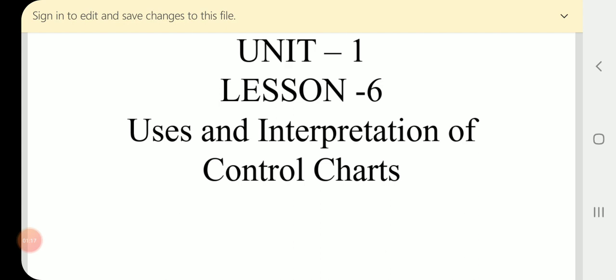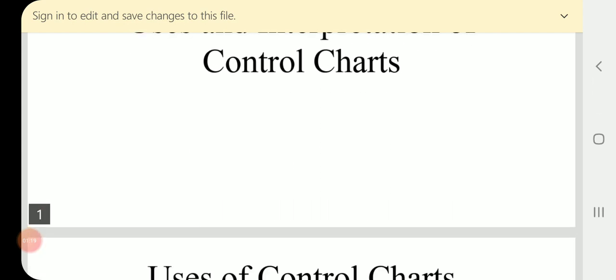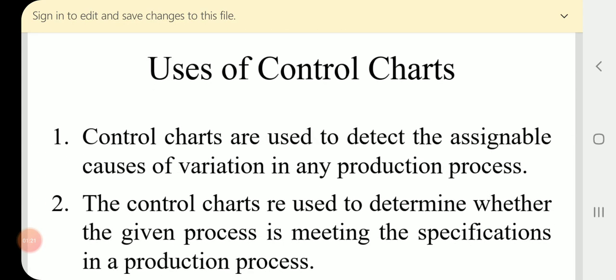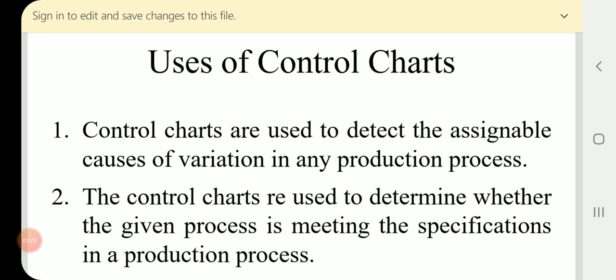Uses and interpretation of control charts. First of all, uses of control charts. Control charts are used to detect the assignable causes of variation in any production process. Very first important use is to detect the assignable causes of variation. What are assignable causes of variation?